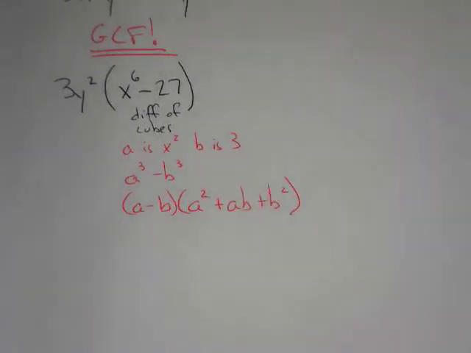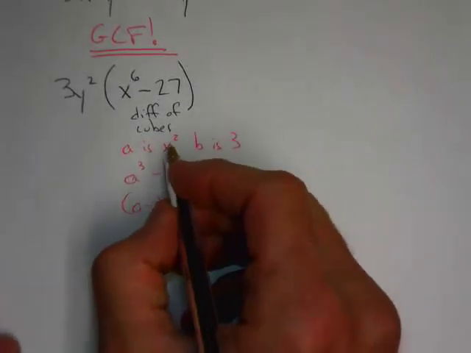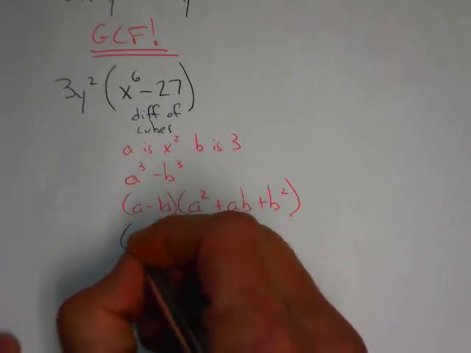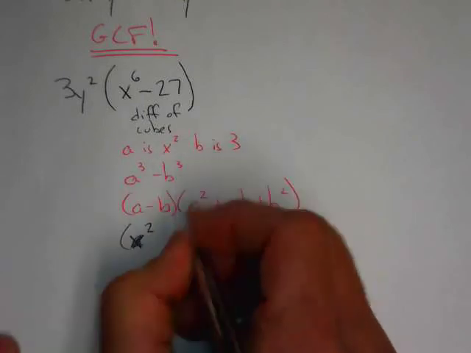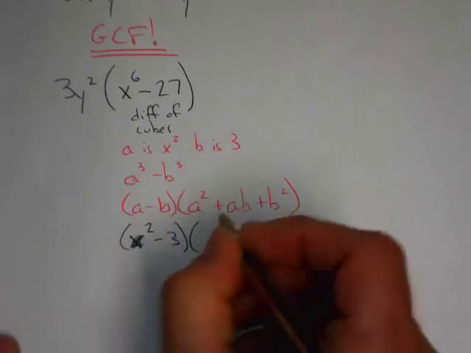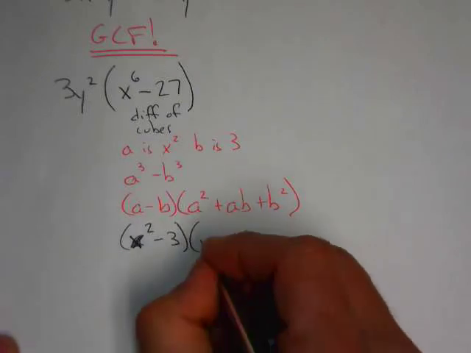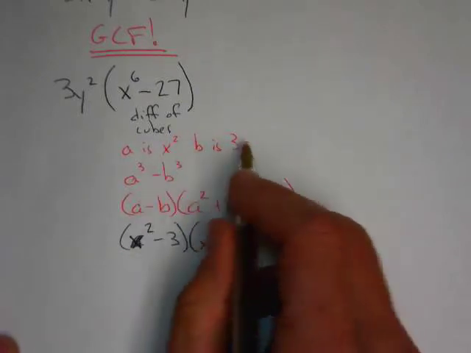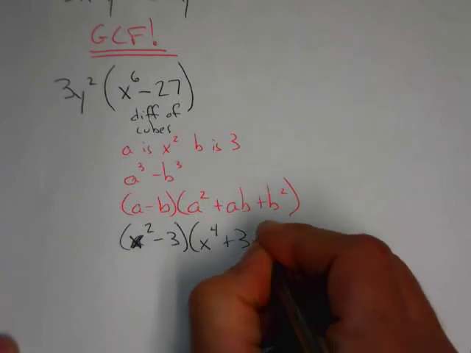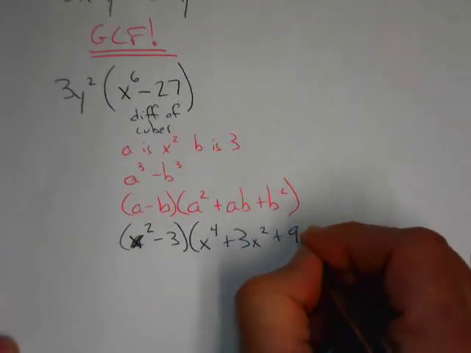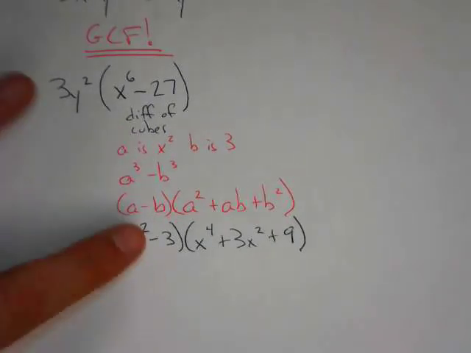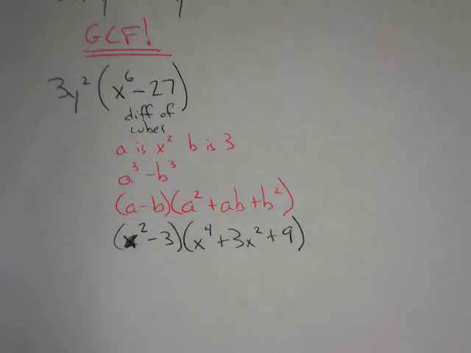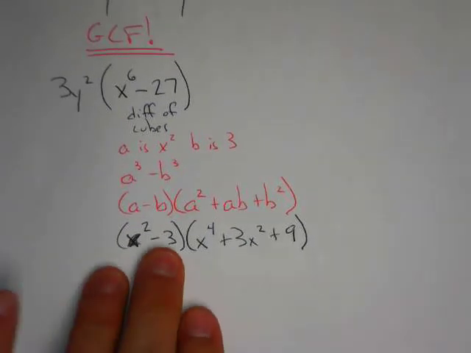Okay, so we now have that, and then we can switch back. When we switch back, we have x squared, minus b was 3, and then we have a squared, or x squared squared, or x to the 4th, plus ab, plus 3x squared, and then plus b squared, plus 9. So we have factored out that difference of cubes. And this can no longer be factored. This is not a difference of squares, so that's factored.